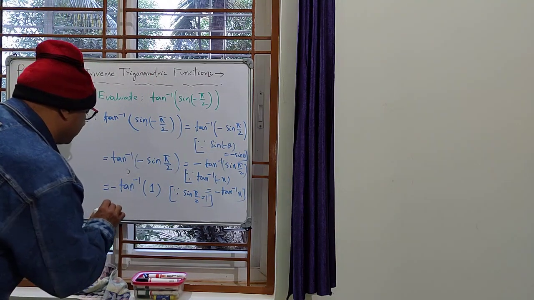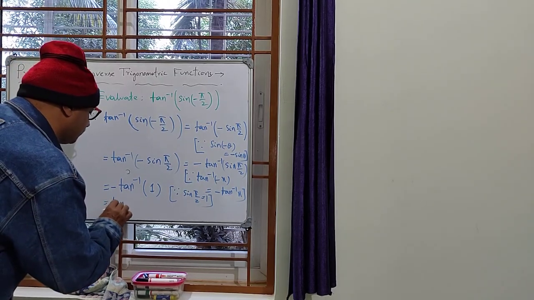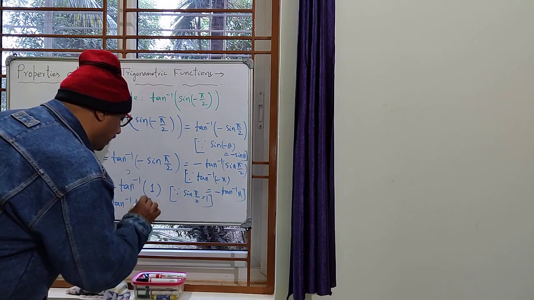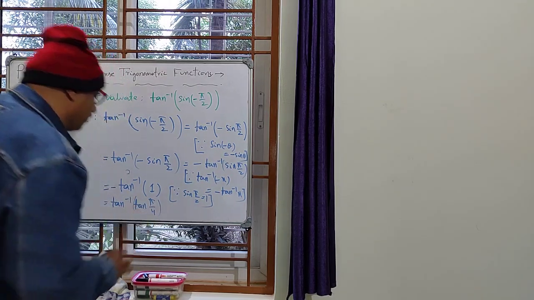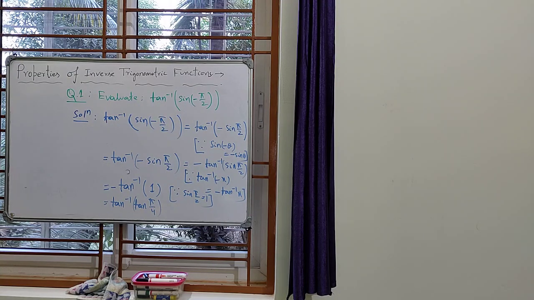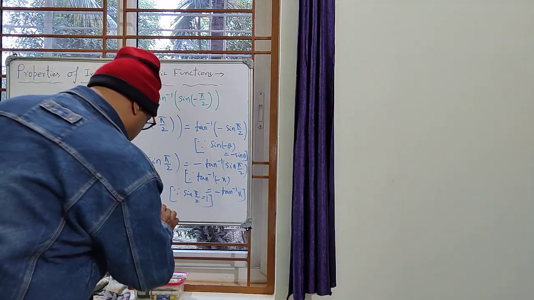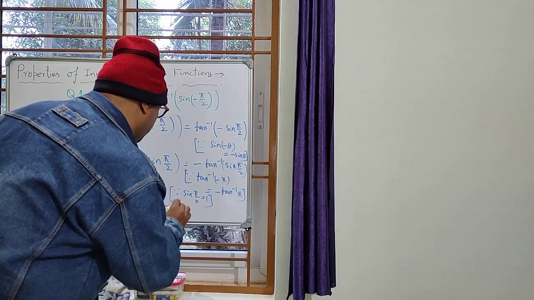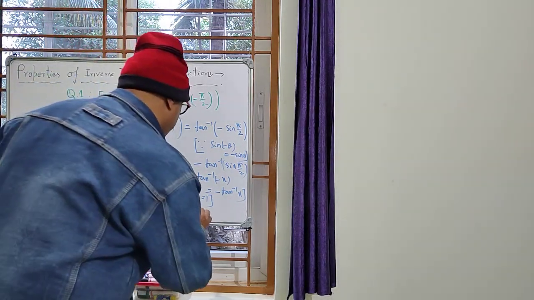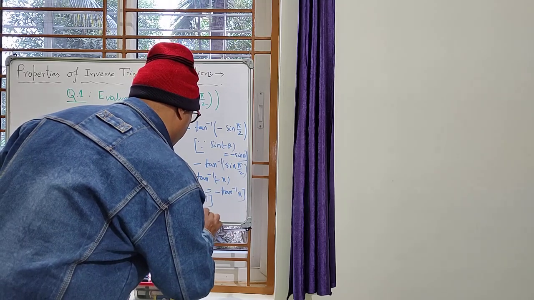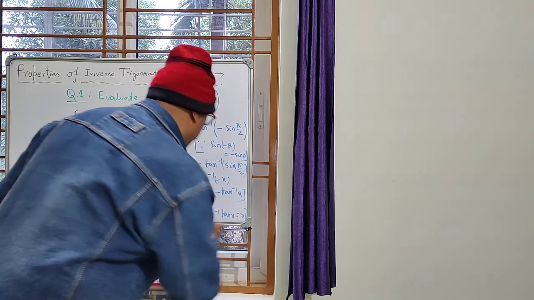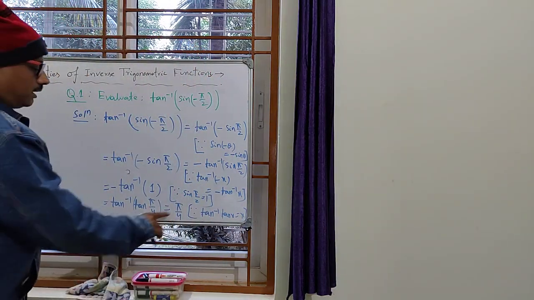After that, tan inverse of 1. The value 1 means tan pi by 4. Tan pi by 4 is 1. From the property tan inverse tan theta equals to theta, or tan inverse tan x equals to x, that is pi by 4. Since the property is tan inverse tan x equals to x, the value will be pi by 4.